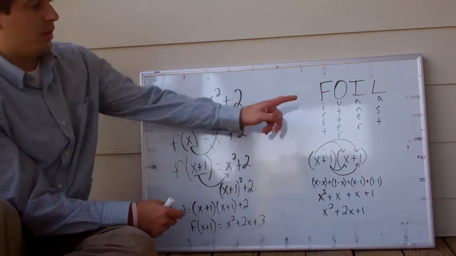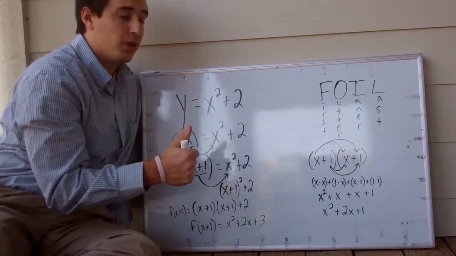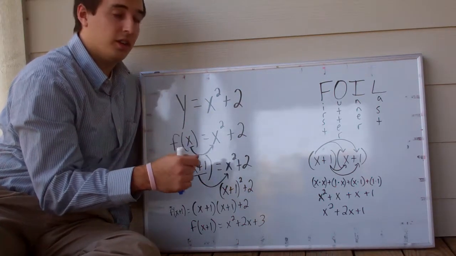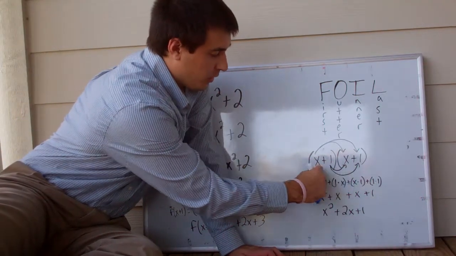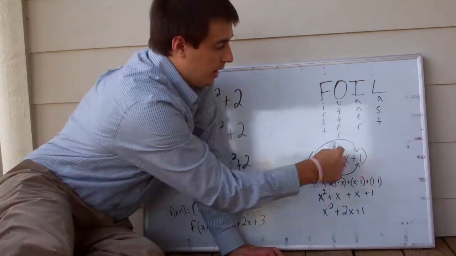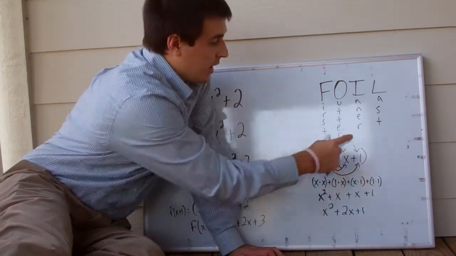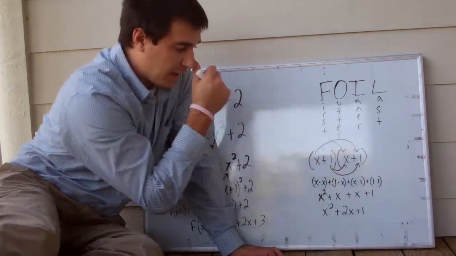So now, let's come over here real quick. FOIL means first, outer, inner, last. So let's look at this real quick. First means you multiply the first two numbers. Outer means you multiply the outer two numbers. Inner, you multiply the inner two numbers. And last, you multiply what's left. Alright, so we have first, outer, inner, last.